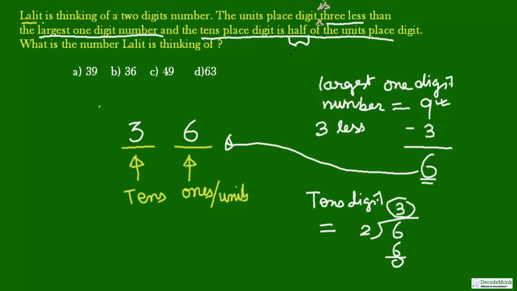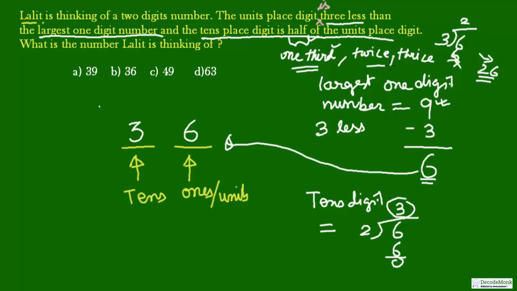If instead of half, the question had asked the tens place digit is 1/3, this may be one of the variations of such type of question. Then you would have to divide 6 by 3. 3 2s are 6. In that case, your answer would have been 26. I have separate videos for understanding terms like half, 1/3, twice, thrice. Please visit that video for understanding of these terms, which are also very important for answering questions.